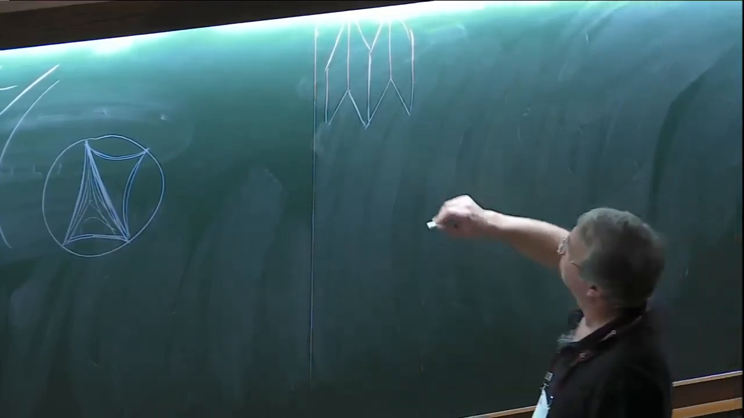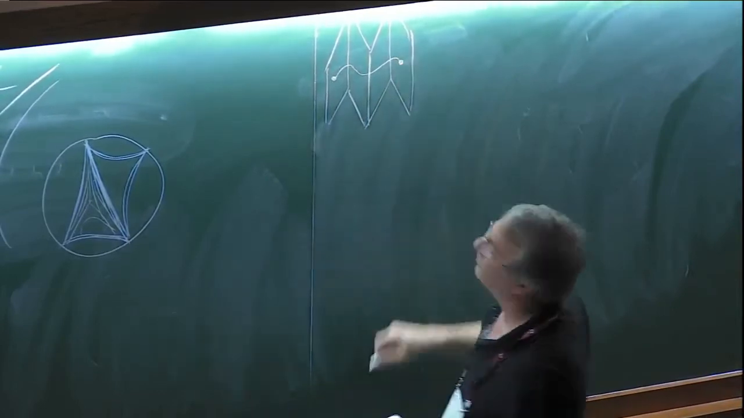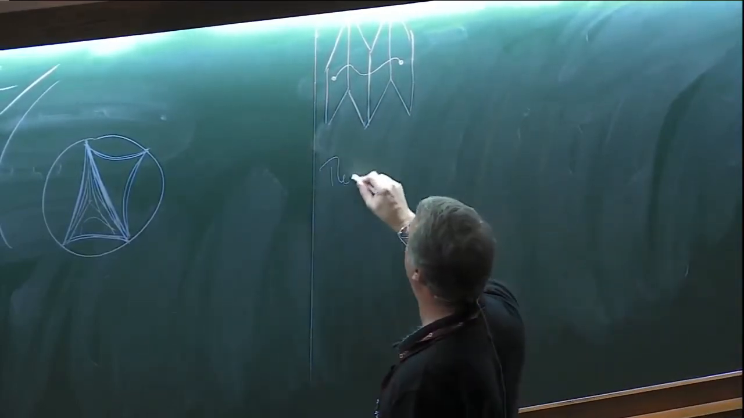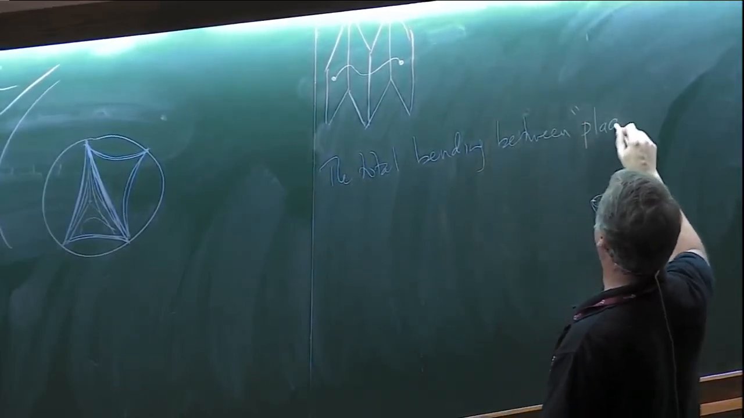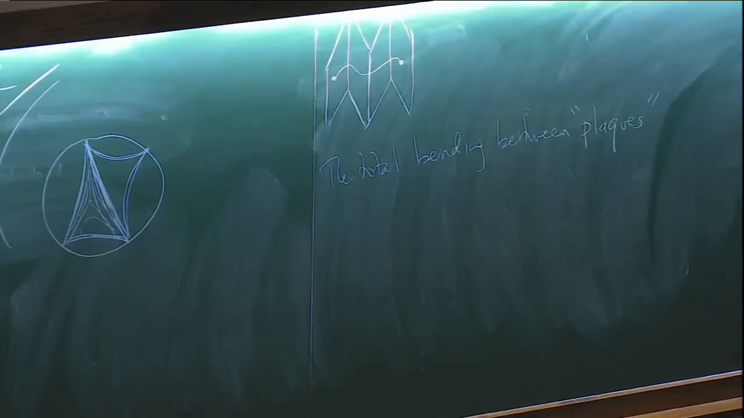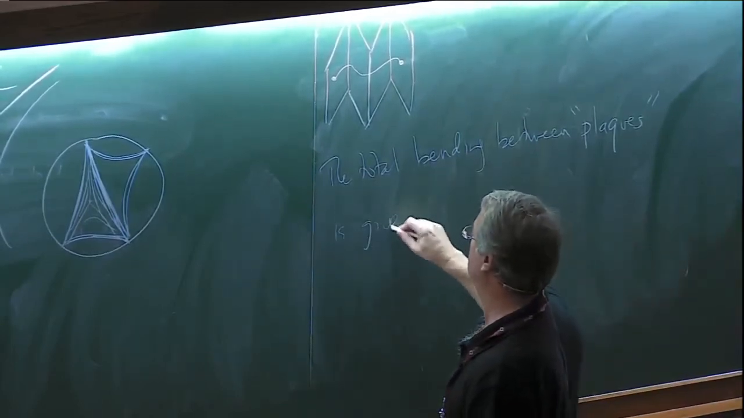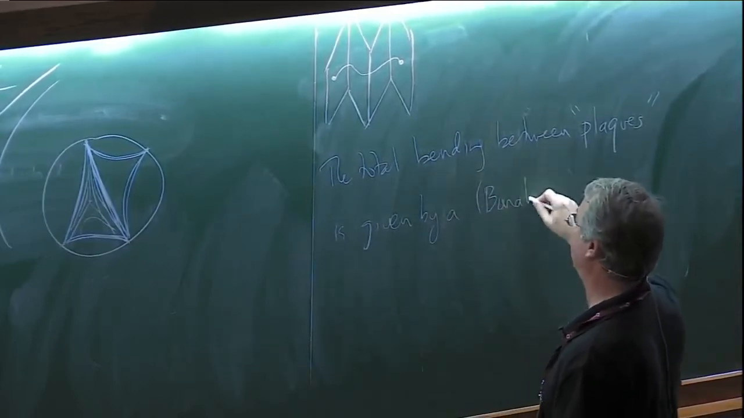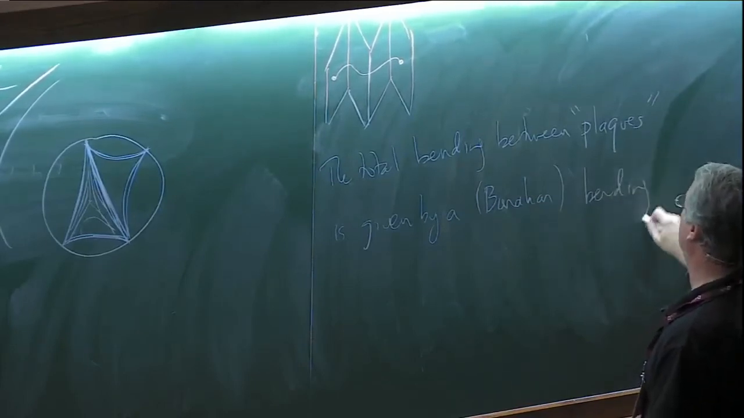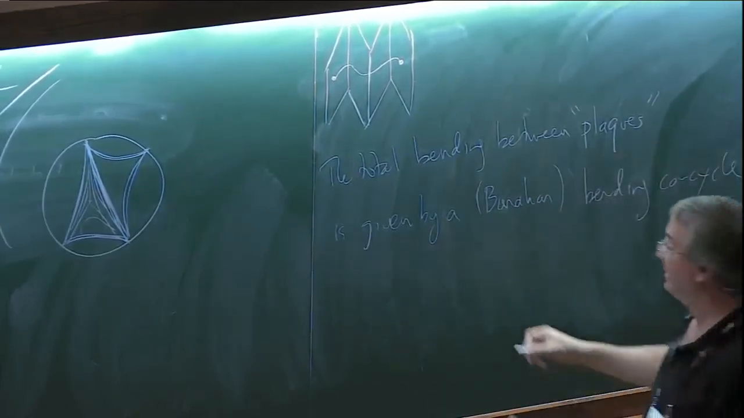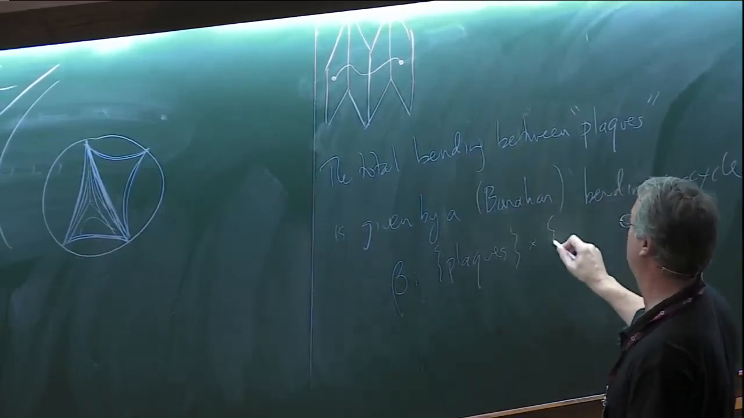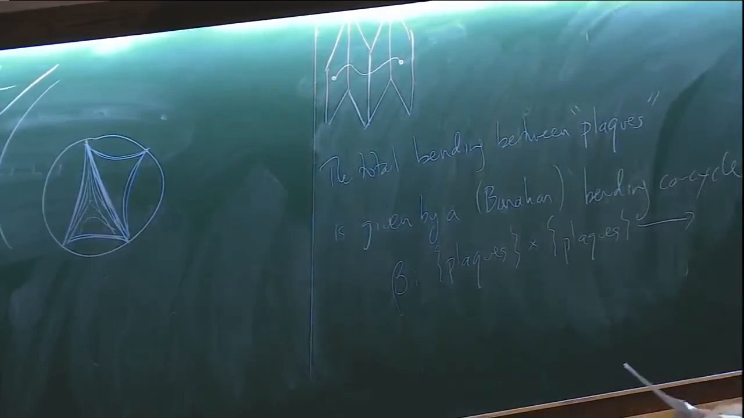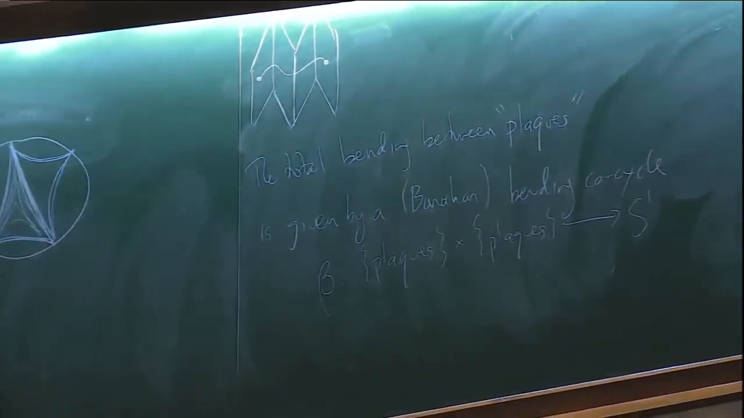The way one understands this is by a total bending. The total bending between what Francis Bonahon calls plaques, the complementary domains, is given by what Bonahon describes as a bending cocycle, which is a map: you give me a pair of plaques, and I tell you how much you have rotated in going from one to the next, how much bending you've done. A couple of comments.